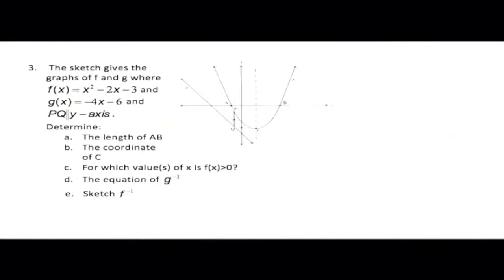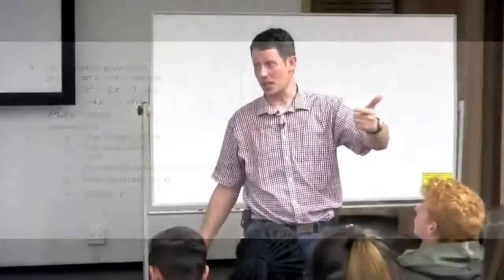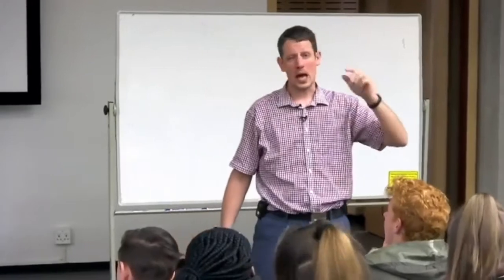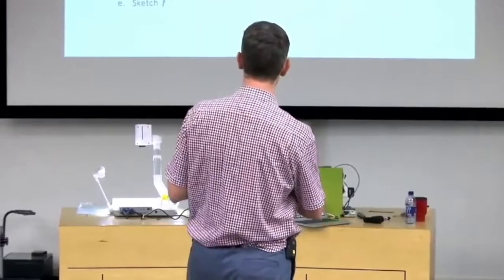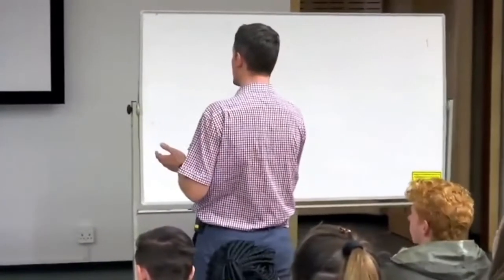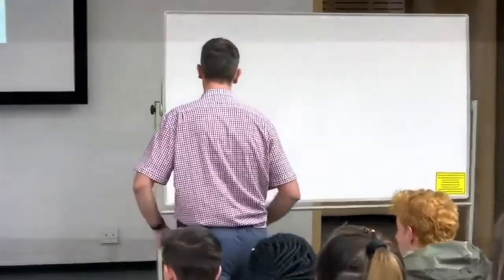The length of AB. I know my final answer has to be AB equals so many units. What is A and what is B? A and B are the x-intercepts. How do I determine the x-intercepts of a graph? Make y equal to 0. If I make f of x 0, I'm going to get two values: x equal to -1 or x equal to 3.